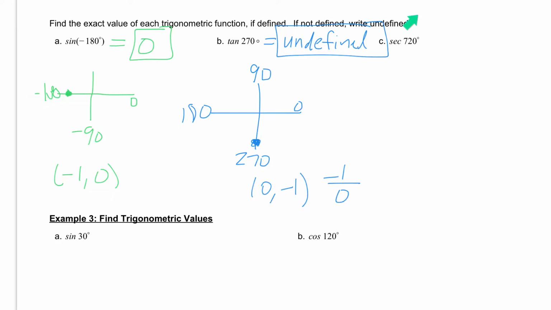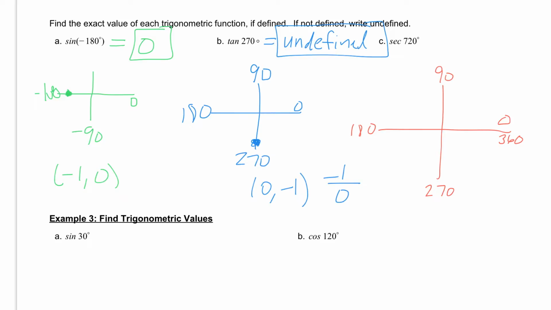Next, let's take a look at the secant of 720 degrees. If we need to find out where 720 degrees is, we're going to count around our circle. Here's 0, here's 90, here's 180, here's 270. All the way around is 360. And remember, we have to figure out where 720 is. So we have to keep counting.